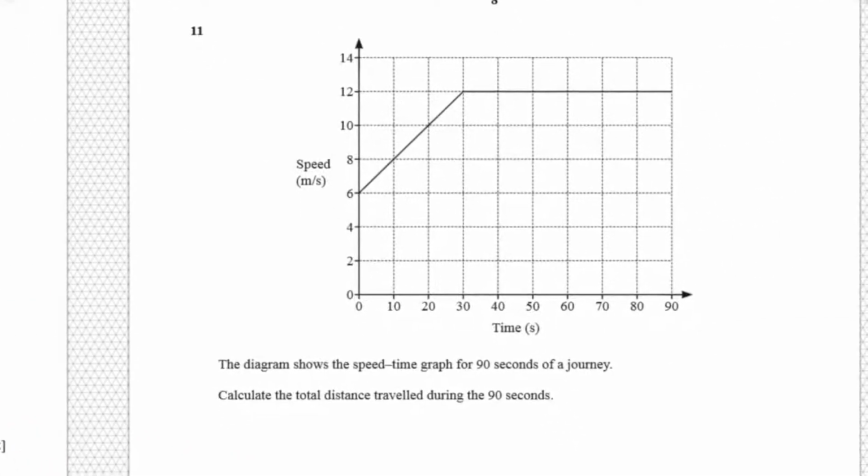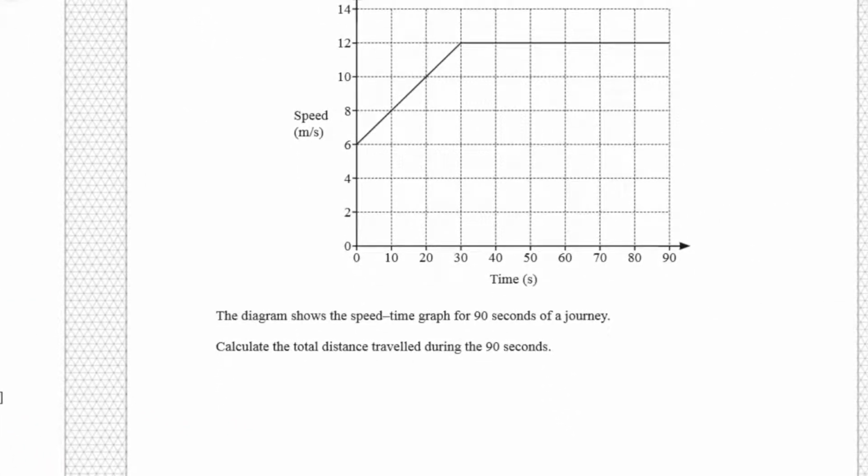Yeah, that's 11. Question number 11. The diagram shows a speed time graph for 90 seconds. Calculate the total distance traveled during the 90 seconds. There are two types of graphs in your syllabus: speed time graphs and distance time graphs, right? This one is a speed time graph, and the speed time graph tells you the distance. The area under the graph tells you the distance in a speed time graph, all right?